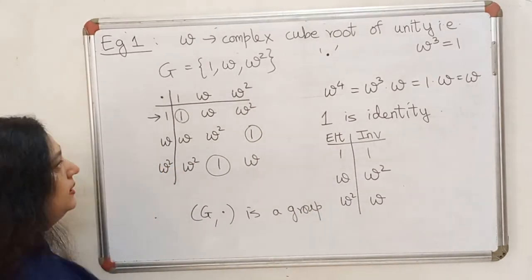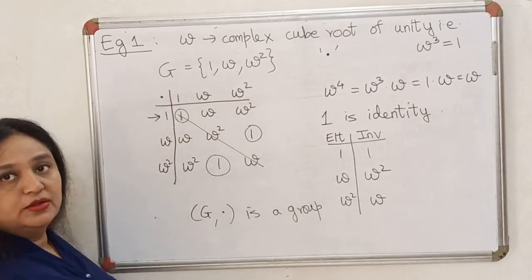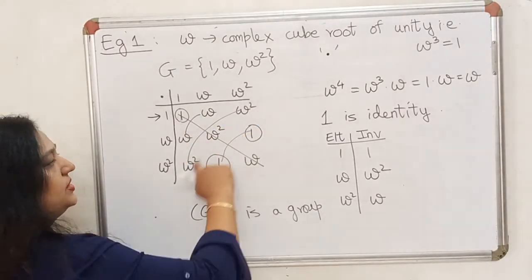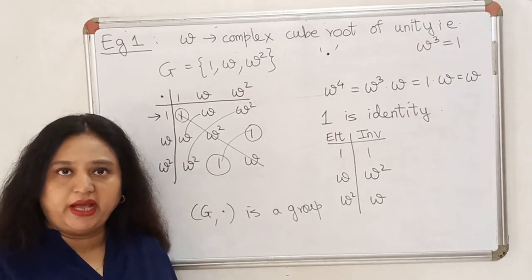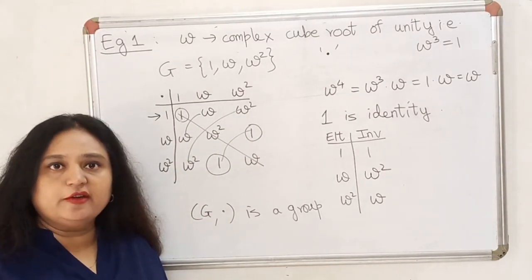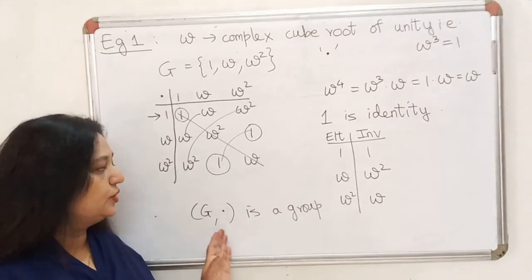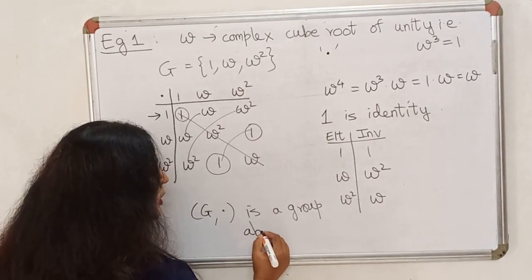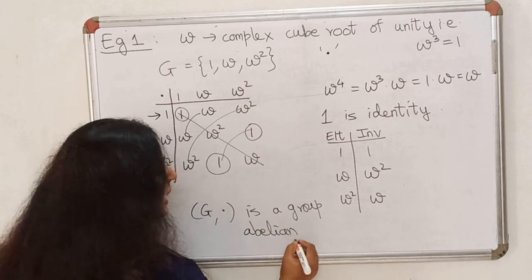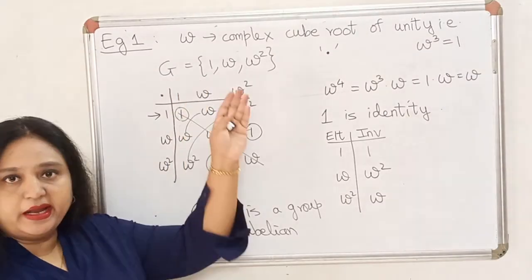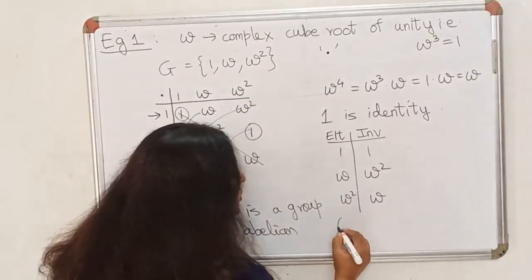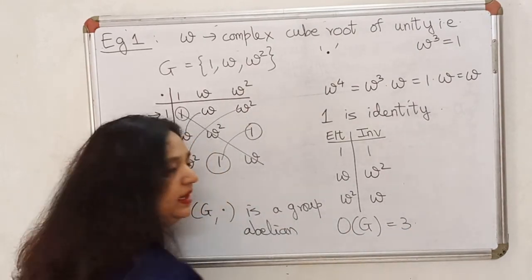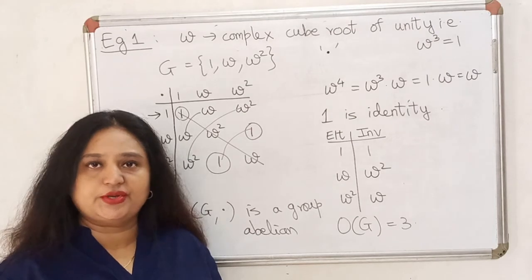Not only that, check that elements are placed symmetrically about the diagonal. Therefore, the commutative property is satisfied. So, this is an abelian group or a commutative group. And of course, it's a finite group. This group contains 3 elements. So, we say that the order of this group is 3.